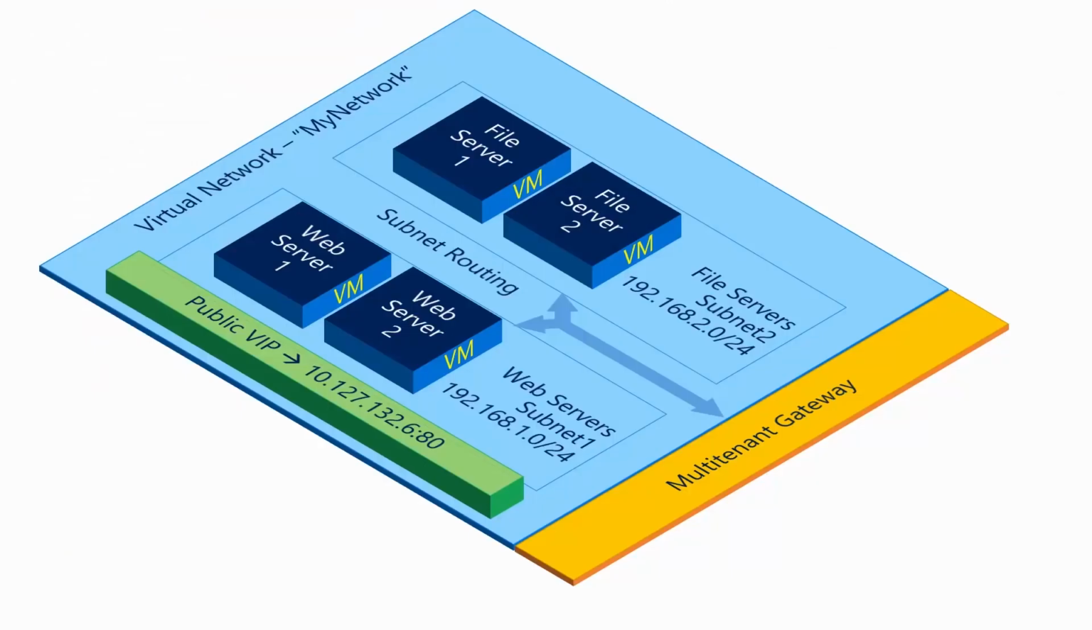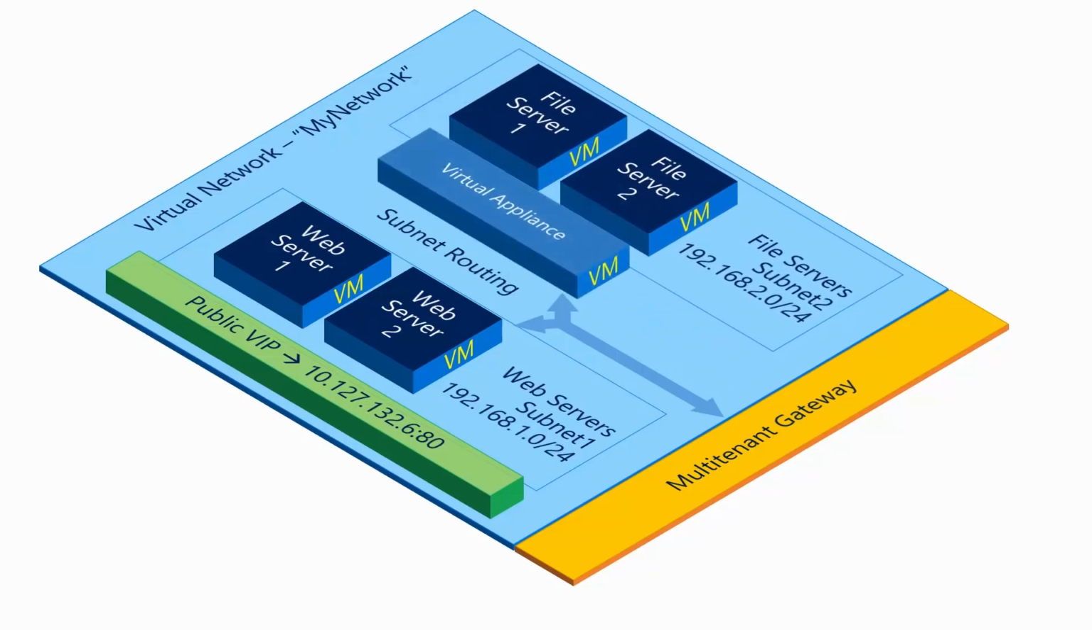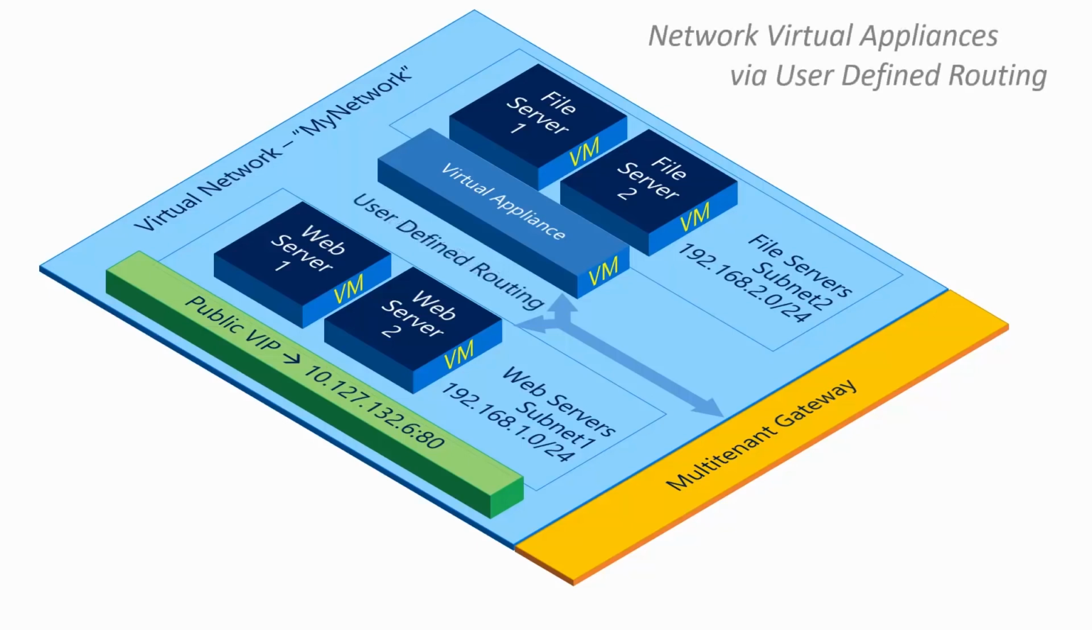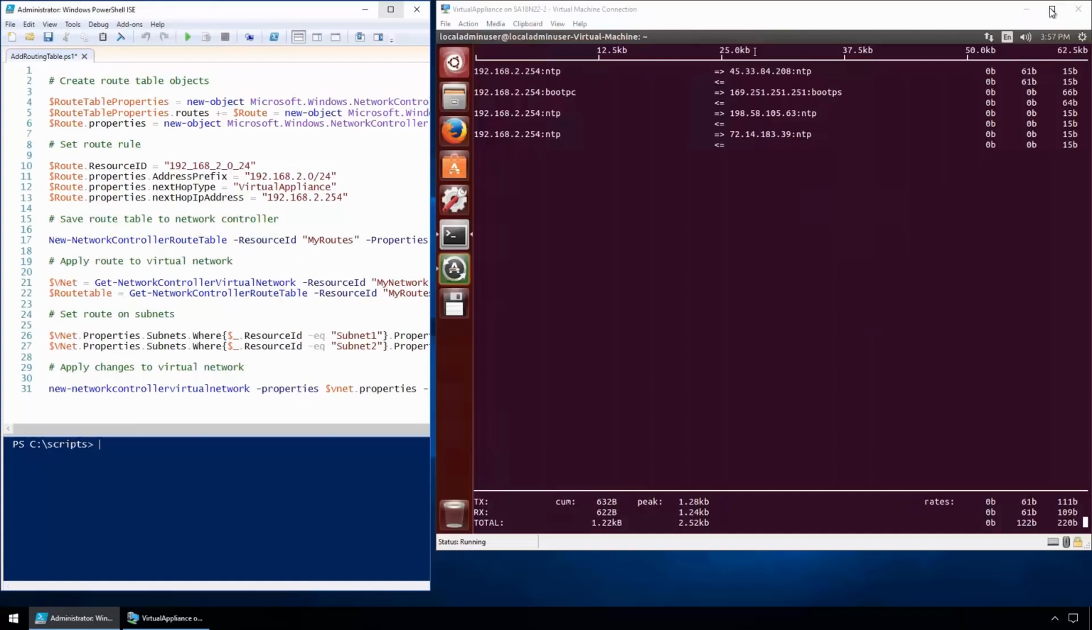You aren't limited to Microsoft-only technology. If you've already tooled up by investing in a third party with a virtual appliance that runs on Hyper-V, you can add an instance of that virtual appliance to the virtual network and send traffic to it by taking control of the virtual network's routing table. This is called user-defined routing. Here we're adding a Linux appliance to our virtual network. You'll see the Linux appliance on the right.